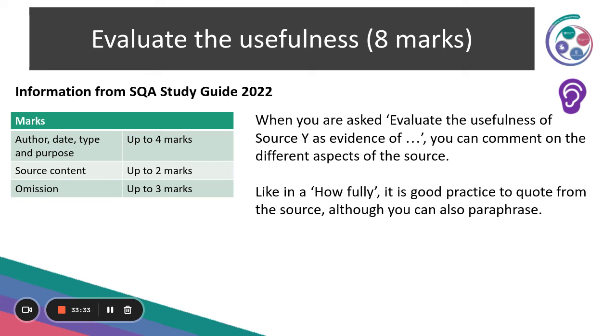Now the issue is that when people do this section, they often do it really basically and they just don't get enough marks. But we'll go into that in a wee bit more detail in a minute or two. The source content, exactly the same as you've done it previously, and you get up to 2 marks for that. An omission, up to 3 marks for things the source doesn't say. Now we're going to go into this in a bit more detail, but this is definitely one that most people probably could work on.